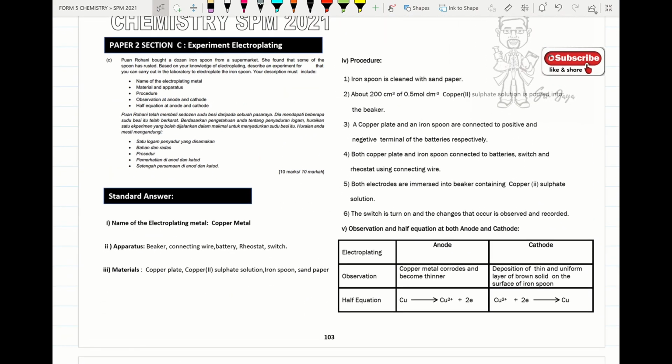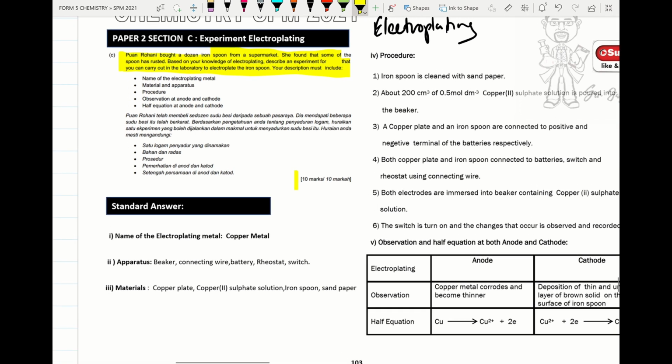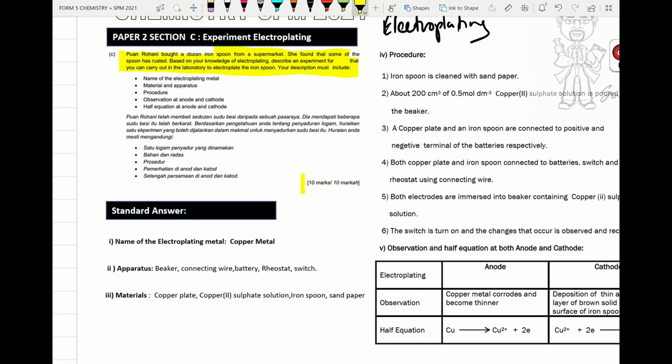Look at this question. This is under electroplating, and can come out for the essay question. Ronnie bought a dozen iron spoons from a supermarket. She found that some of the spoons had rusted. Based on the knowledge of electroplating, describe an experiment to carry out in the laboratory to electroplate the iron spoon. In your description you must include the name of the electroplating metal. You need material, apparatus, procedure, observation at anode, observation at cathode, half equation at anode and cathode. Here 10 marks is given. So how to answer? We can take the iron spoon.